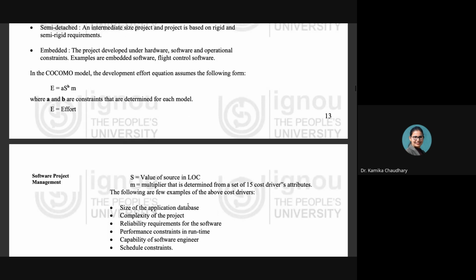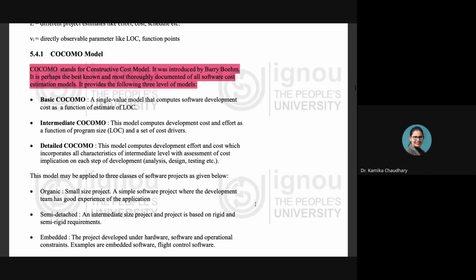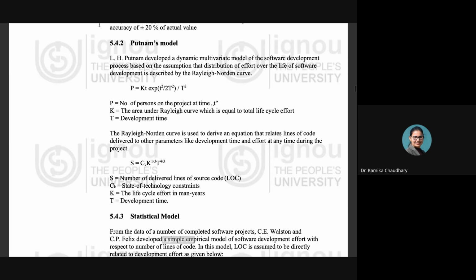About the COCOMO model, you need to understand the classes of software projects onto which it can be applied, which are organic, semi-detached, and embedded. You also need to know the various levels of the COCOMO model, who developed it, what the equation of the COCOMO model is, what the full form of the COCOMO model is, and what the function of the COCOMO model is. If you know the COCOMO model, that means you know the most important model of software project estimation.